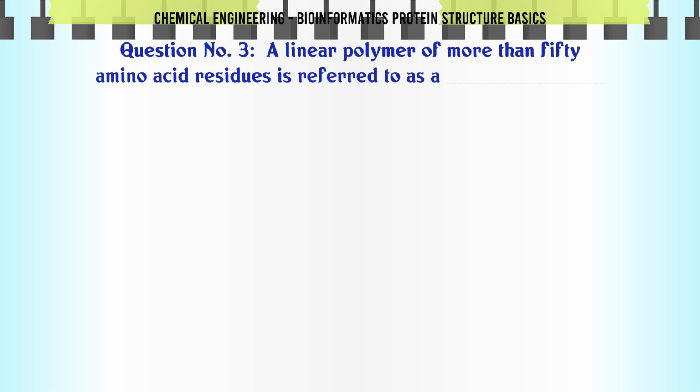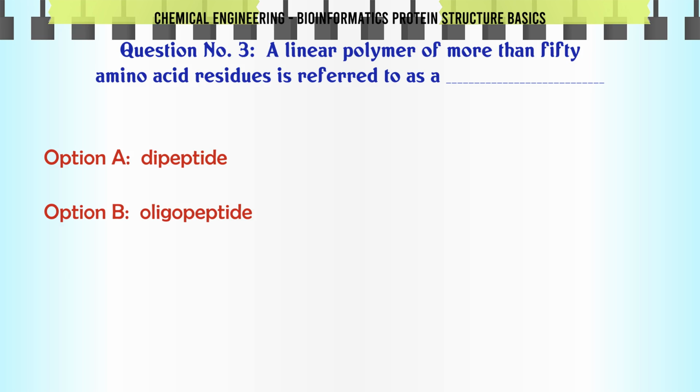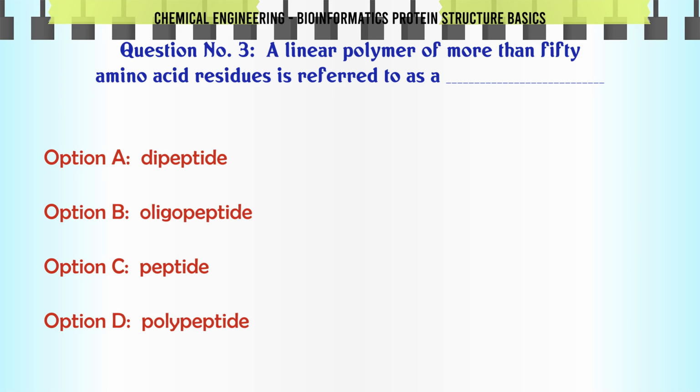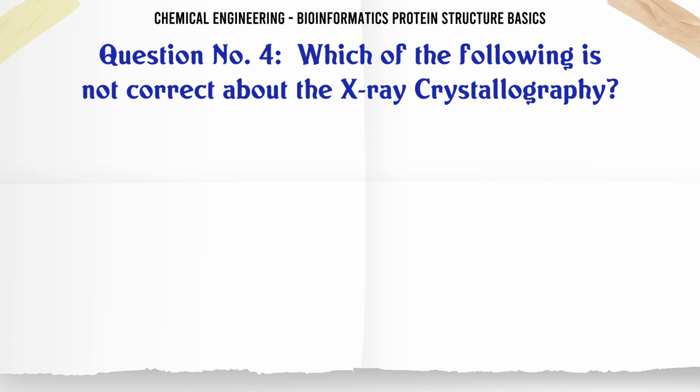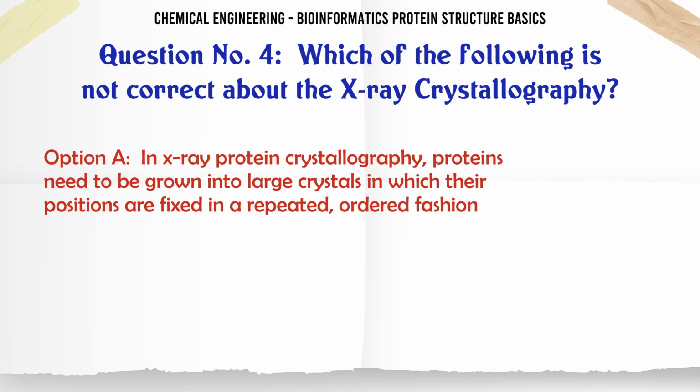A linear polymer of more than 50 amino acid residues is referred to as: A. dipeptide, B. oligopeptide, C. peptide, D. polypeptide. The correct answer is polypeptide. Which of the following is not correct about the X-ray crystallography?